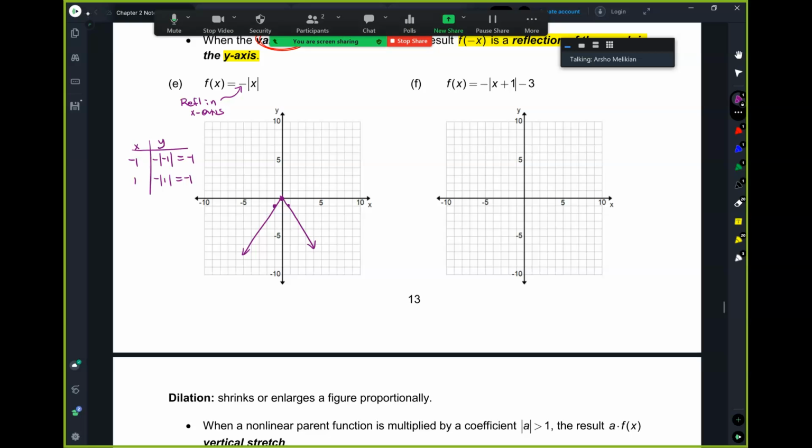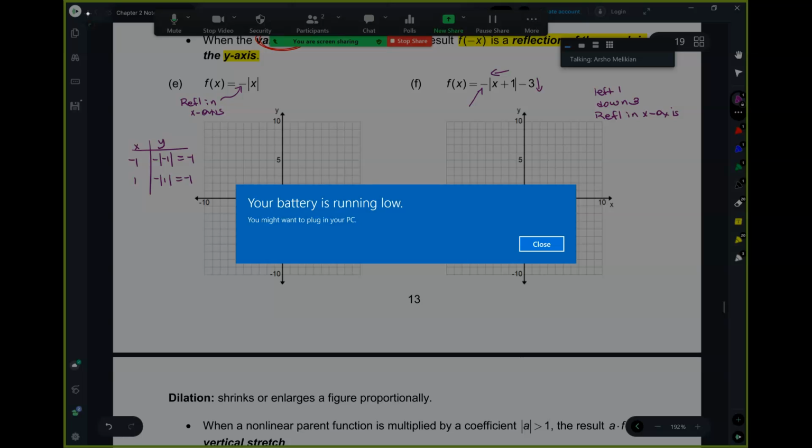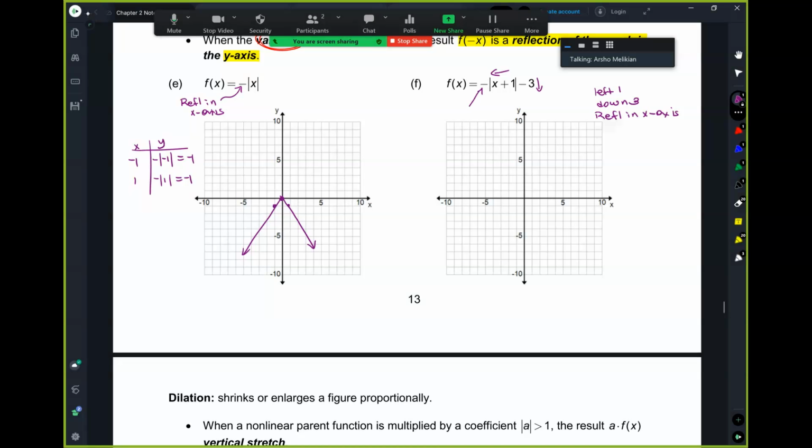Okay, what does this do? Moves it down. Hang on, I'll tell you that. Okay, moves it left 1, down 3, and there is a reflection. Okay, so left 1, down 3, and there is a reflection in the x-axis. Please don't just say a reflection, say in the x-axis. We have to write that every time? If I ask you what the transformations are, that's what you have to tell me about the transformations.